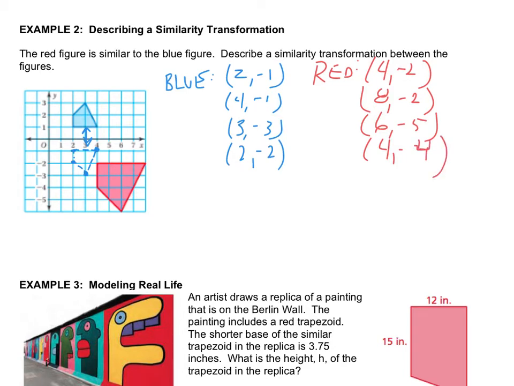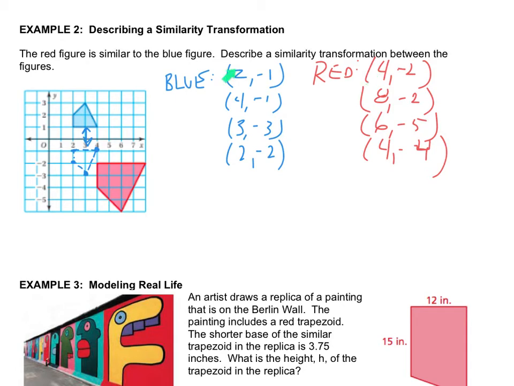Now, unlike the last one, where we went from the left one to the right one, in this one it's saying describe the similarity transformation between the figures. The red figure is similar to the blue figure, so we're going to do the blue to the red. So if I go from the blue to the red, how did I get there? When I look at this compared to this one, do I see something that I can use going forward?